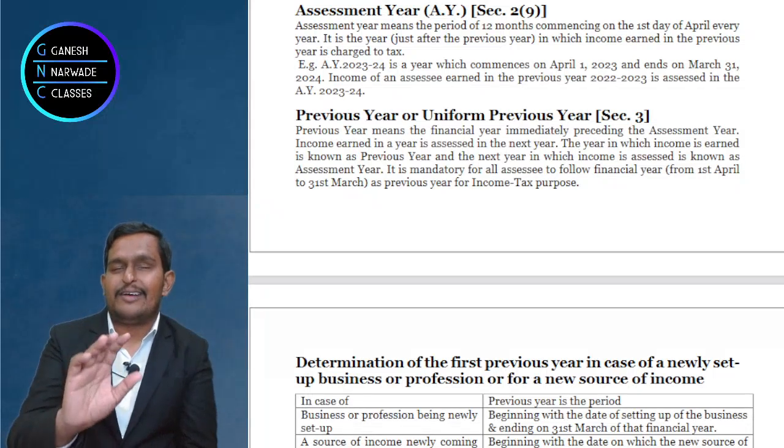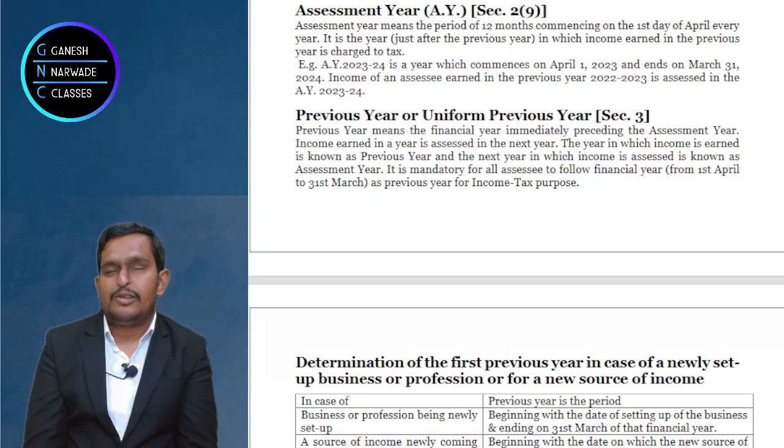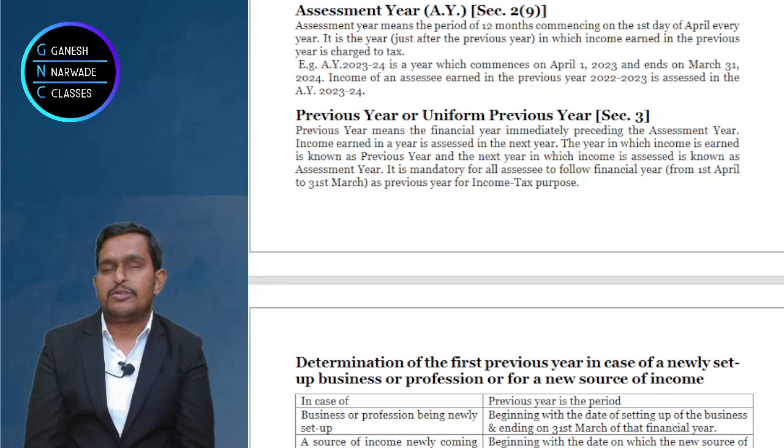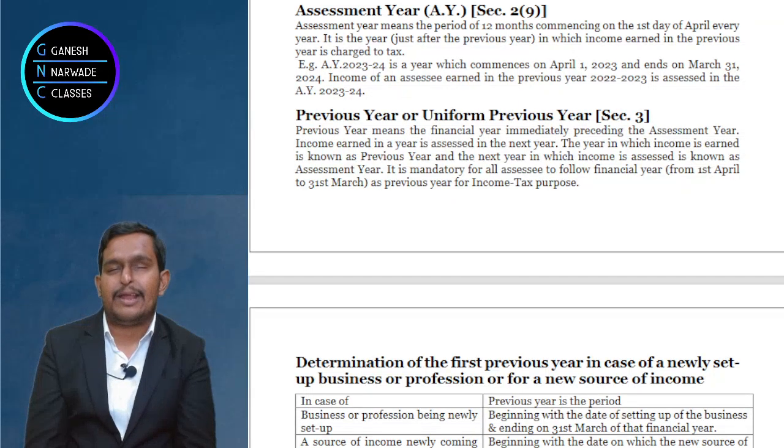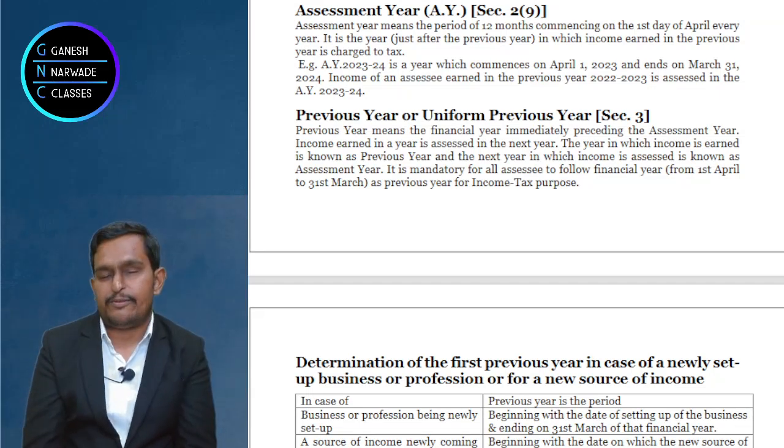Now let's take our exam perspective. For your exam, I said the assessment year is 23-24. That means from 1st April 2023 to 31st March 2024. That's it. Clear? 1st April 2023 to 31st March 2024.